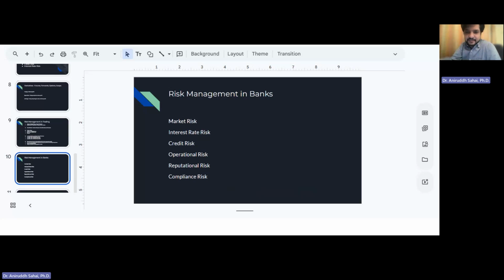Seems very simple, but ultimately there are many challenges in the form of market risk, interest rate risk, credit risk, and other kinds of risk which banks face on a day-to-day basis. And if these variety of uncertainties and situations are not managed properly by the banks, ultimately they can go bankrupt.